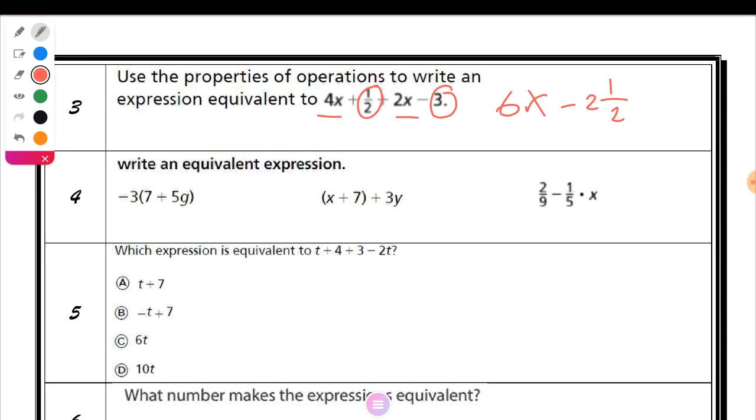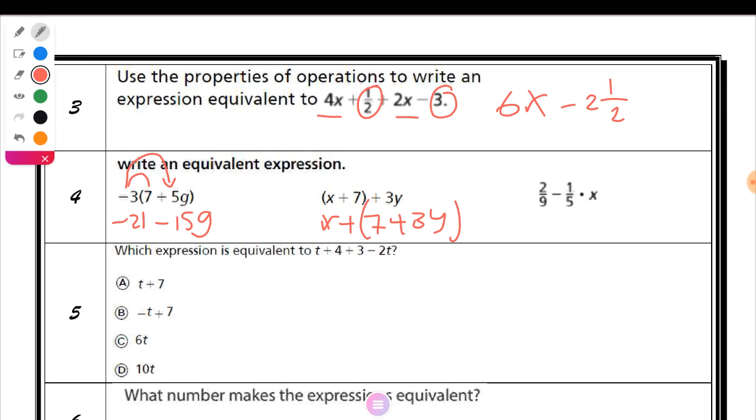Okay. Number 4. First one, I have to use the distribution property. So it's -21 minus, negative, positive, negative, 3 times 5, 15g. Second one, I think I can use commutative and associative, but he put here the bracket, or parentheses. So I can write it as it is, plus 7 plus 3y, and put the bracket here. So it's the associative property.